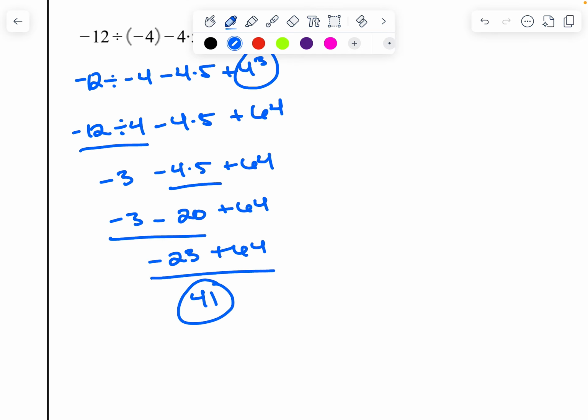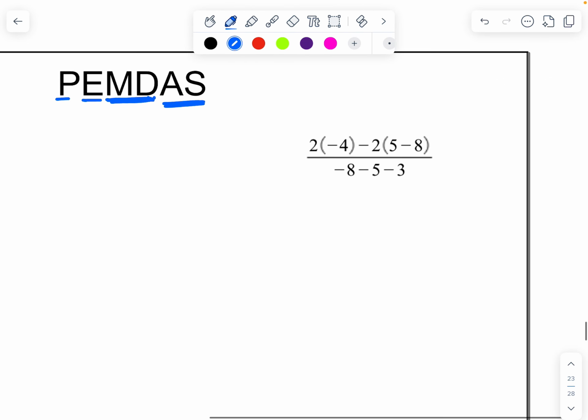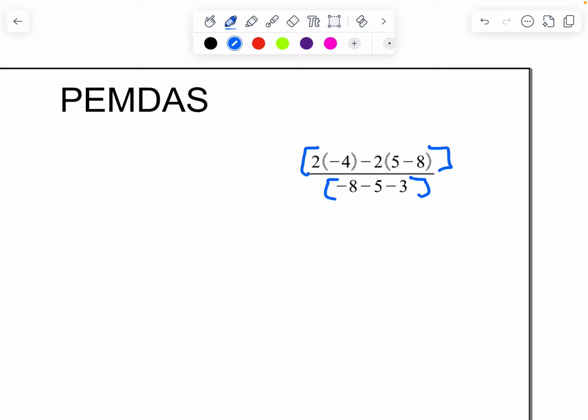Here's another problem. Now, when we have fractions, we're still going to follow PEMDAS, okay? We're still going to follow the same order of operations. The one thing we need to take into account is that the top is a group of things and the bottom is a group of things. Brackets and parentheses mean the same thing in this context. And so we have parentheses inside parentheses. We're going to work from the inside out, okay?